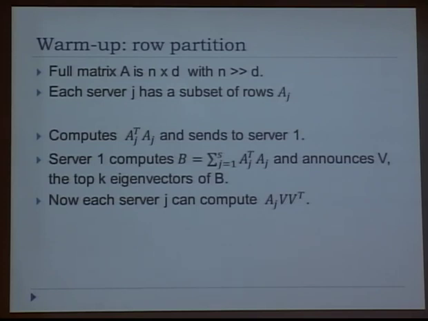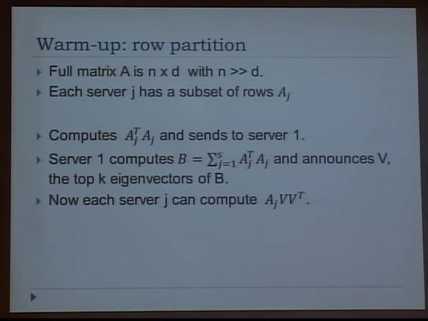And now each server computes the projection of its subset of data onto these k vectors. That's all this VV transpose is doing: project A onto the span of V and represent it in the basis V. So that's it. This is not only just optimal, this is finding the exact right answer.